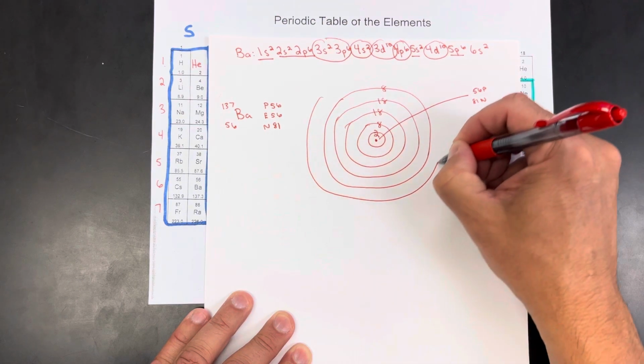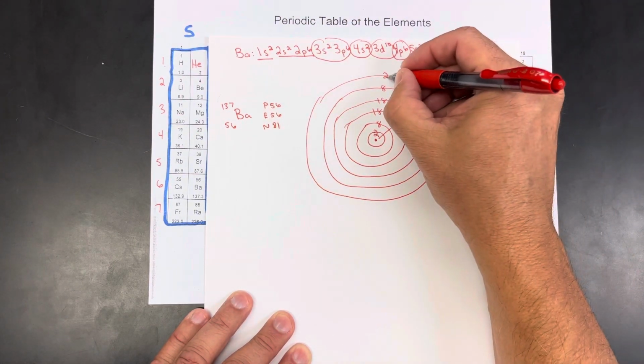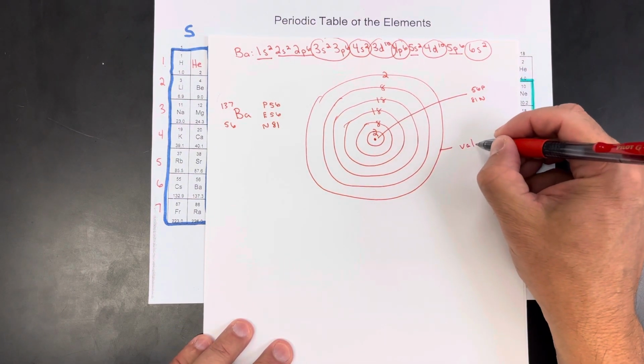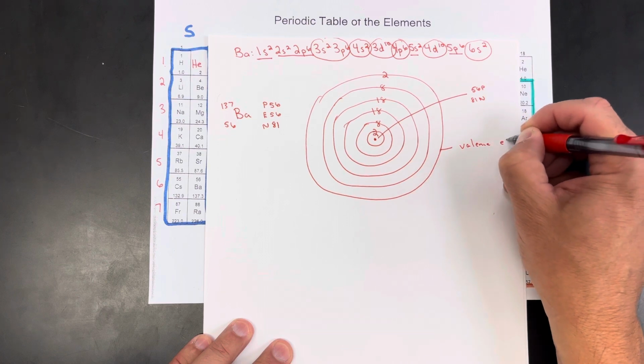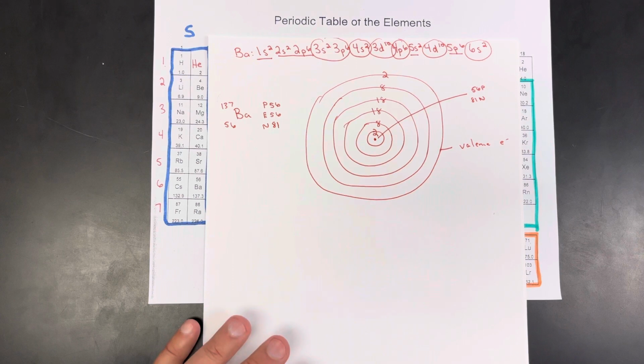And then finally on the sixth ring, we have the 6s2, which means that there's only going to be 2 valence electrons for barium. And that kind of makes sense according to the periodic table. I hope that helps you do electron configuration and build Bohr models.